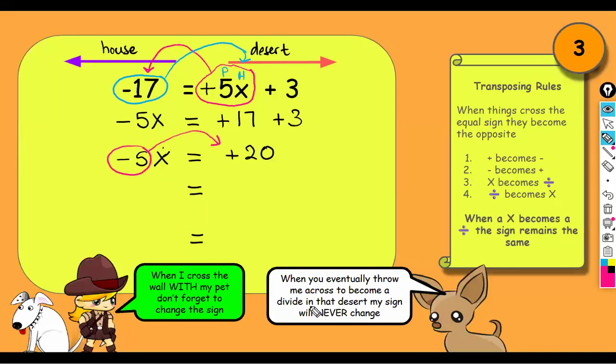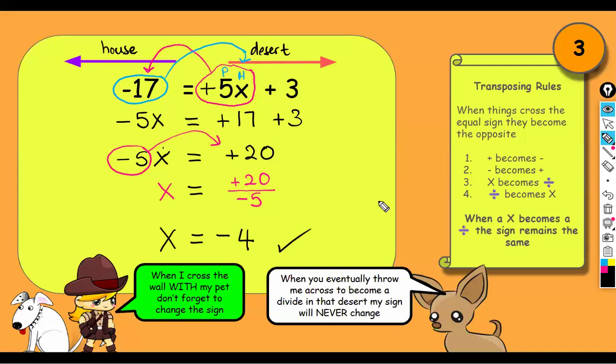So remember, your pet will always change to what? A divide, right? Your pet will always turn to a divide. It goes underneath the zombie. So you have positive 20 divided by, and your pet's sign never changes. When you're separating him from you at the end of the question, he will remain minus 5. A loyal pet he is. 20 divided by 5 is 4. A positive divided by a minus is a minus. And that's the end of the question.